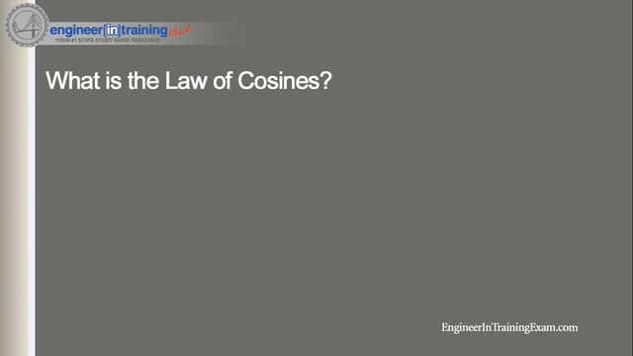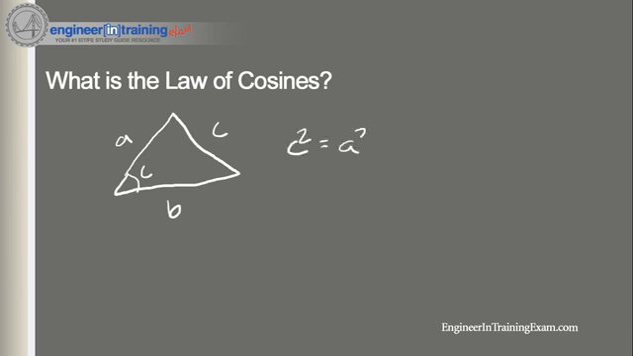So let's illustrate the definition of the law of cosines. Let's look at the triangle here. Say we have a triangle and this is side a, we got side b, and we got c. And this angle right here is angle C. So the law of cosines states that c squared is equal to a squared plus b squared minus 2ab cosine of C.